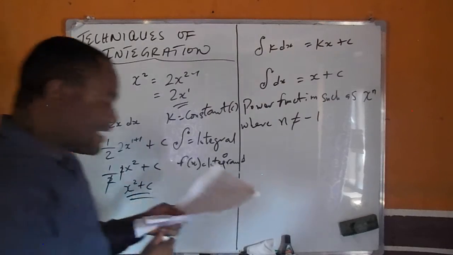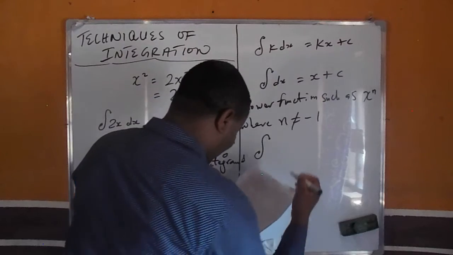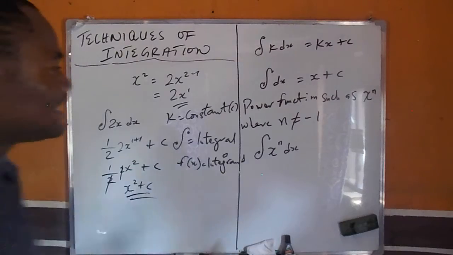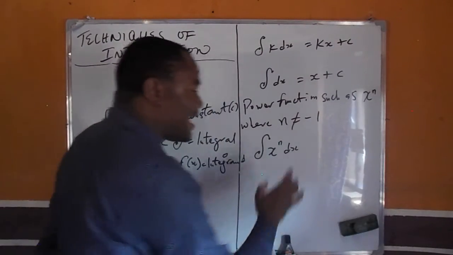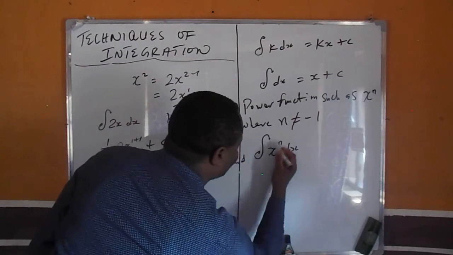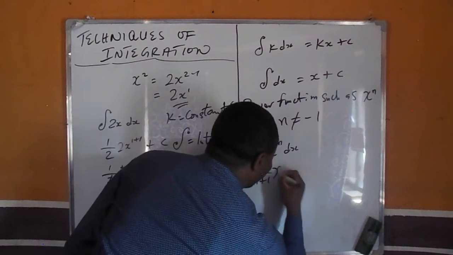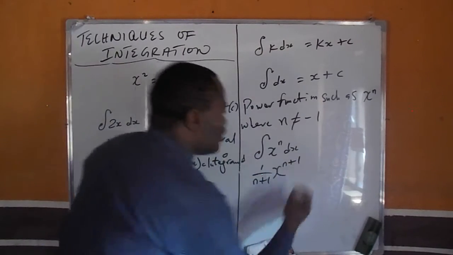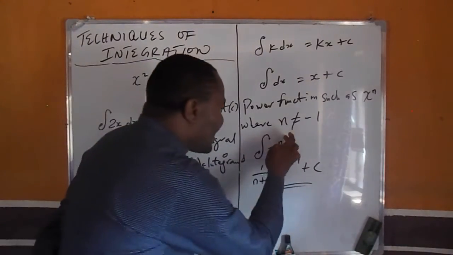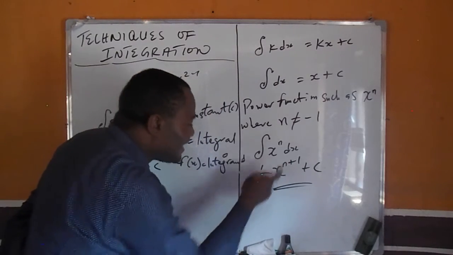How do we write this kind of function? Let's solve. For instance, integral x raised to power n dx. How do we solve this? This is n. You now say that this equals 1 all over n plus 1, x raised to power n plus 1, plus c. This is how to write down this equation. X raised to power n, when it comes here, it should be 1 divided by n plus 1.